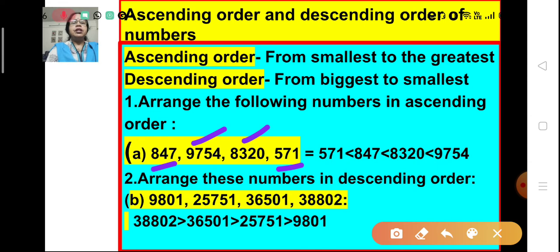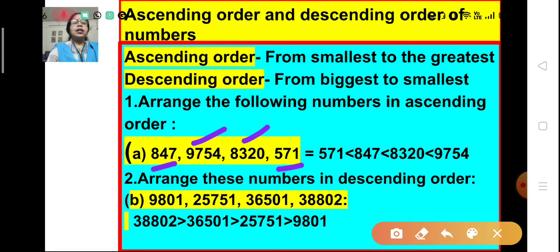So first, since it is ascending order, we will take the smallest numbers first. So we will take the 2 small numbers, that means the numbers with 3 digits, and compare them, and both are having the same number of digits. So we will compare the digits at hundreds place, and the digits in hundreds place are 8 and 5 in both the numbers. So which number is greater?